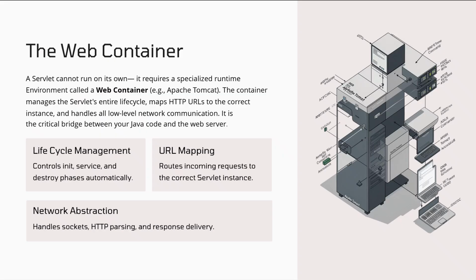This slide introduces the concept of a web container, which is essential in Java web development. A servlet cannot operate independently. It needs a runtime environment, and that's exactly what a web container provides. A common example is Apache Tomcat. It acts as a bridge between Java code and the web server. It manages the servlet lifecycle and its services. It handles URL mapping, sending requests to the right servlet. It takes care of network tasks like HTTP handling and responses. Overall, it simplifies development by handling backend details so the developer can focus on the logic.